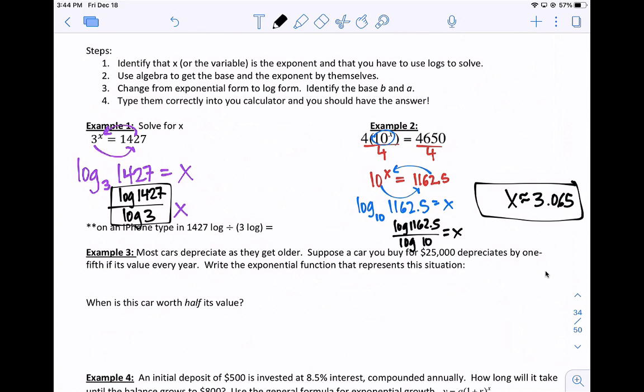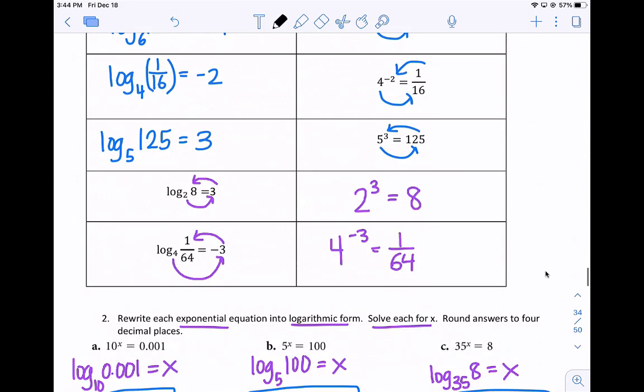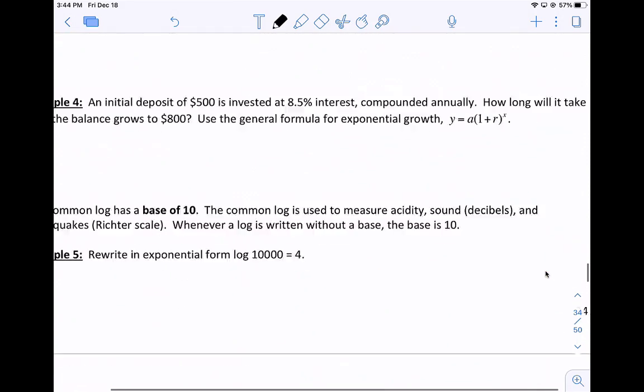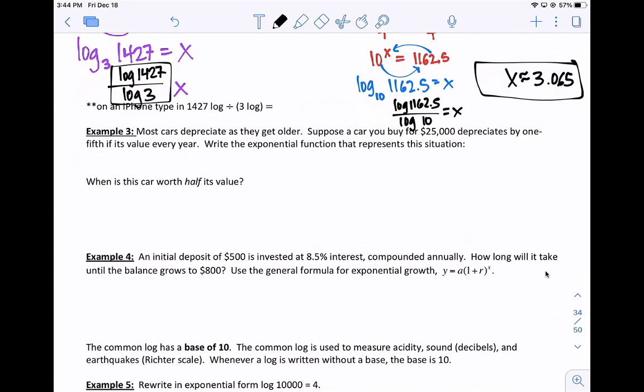Let's look at problems that we've already done this unit by guess and check and use logs to solve. And then I'm going to have you practice writing it in the different forms and then solving them with logs. Okay, so example 3, again, a problem we've already done before.